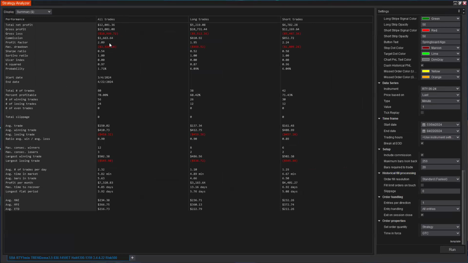Okay, so we have the settings ready to go. 2-point profit factor, you've got winning trades. Let's go to the charts.